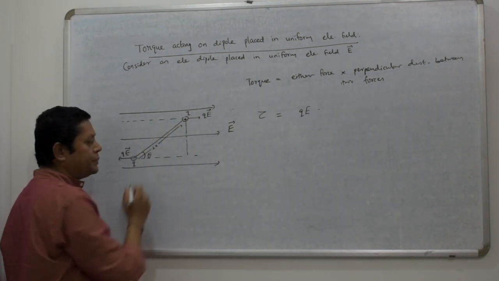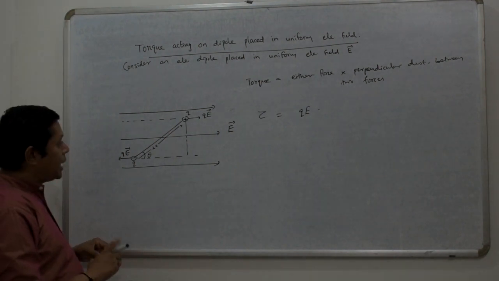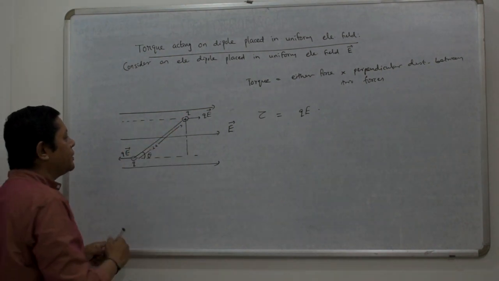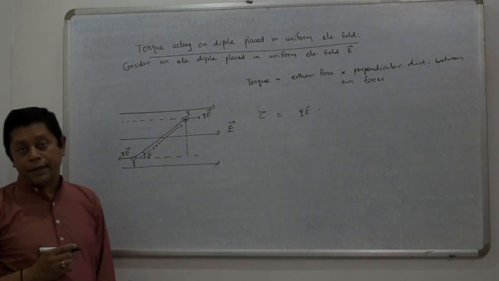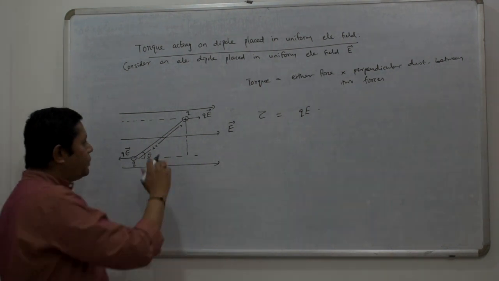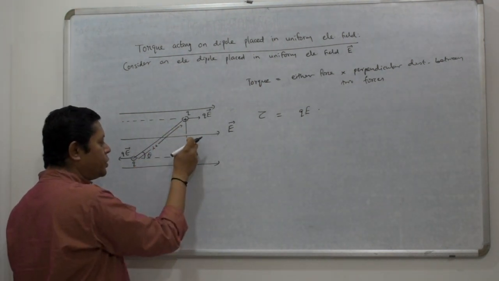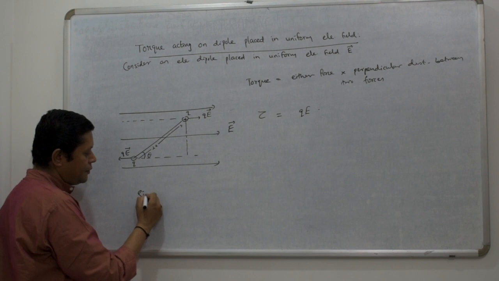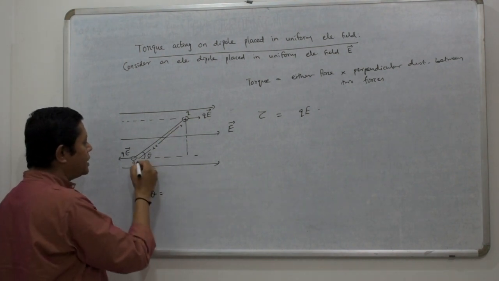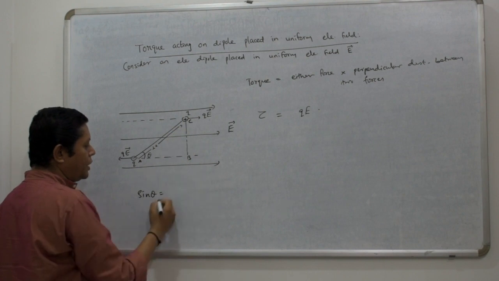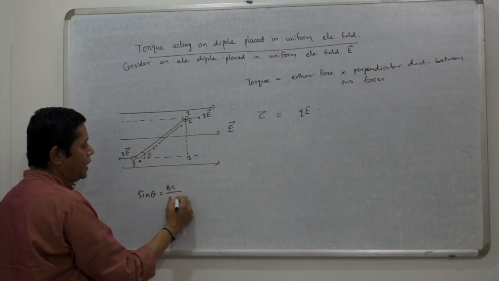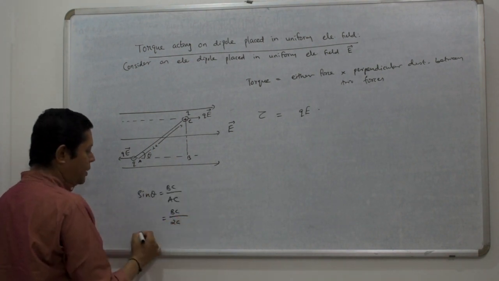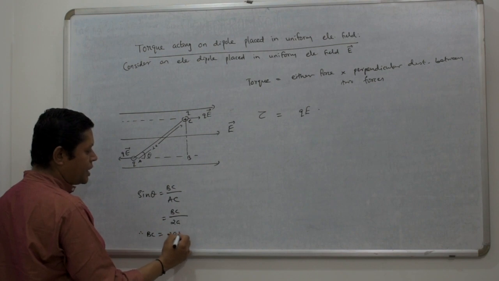If this angle is theta, you see theta is the angle between which directions? This is the direction of the electric field. This is the direction of the dipole moment. So we can say theta is the angle between the electric field and the dipole moment. Then for this right angle triangle, opposite side upon hypotenuse, that is sin theta. If you mark these 3 points as A, B and C, you can write sin theta is equal to BC upon AC, that is BC upon 2a. Therefore BC is equal to 2a sin theta.